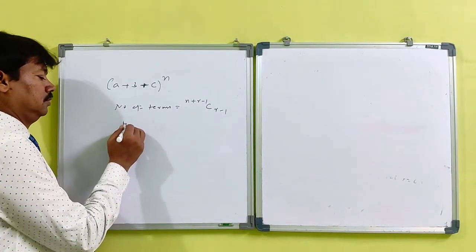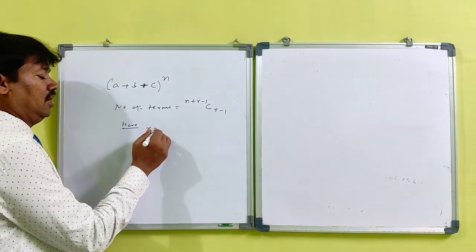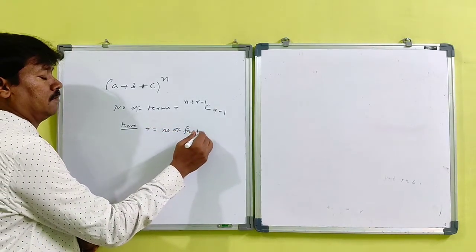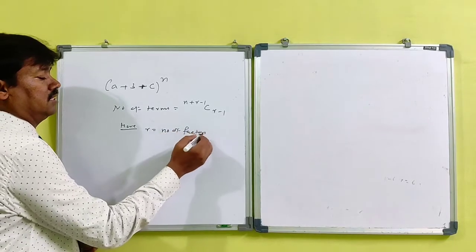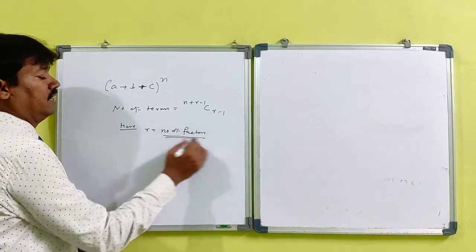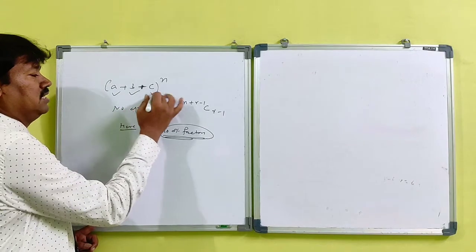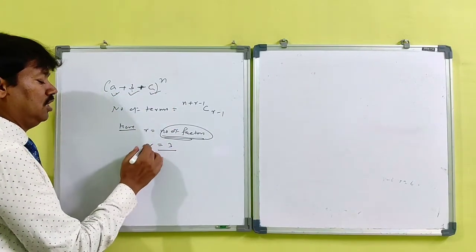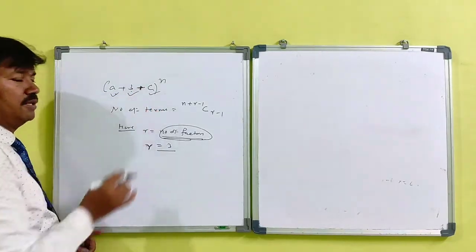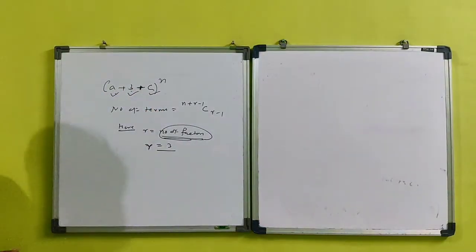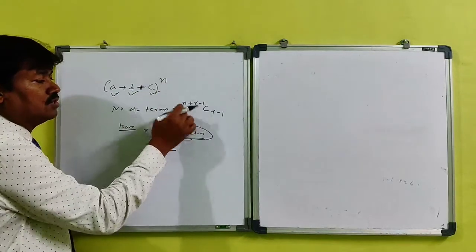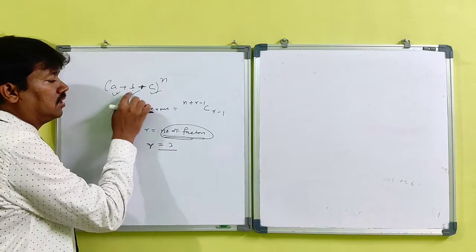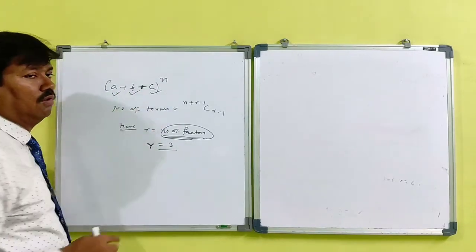Here r is equal to the number of factors. So number of factors means what? This is a, b, c. So 1, 2, 3. So here it is 3. So r is equal to 3. So if you know the value of n, using this formula, we can calculate the number of terms in this expression. So r is the number of factors involved in this.